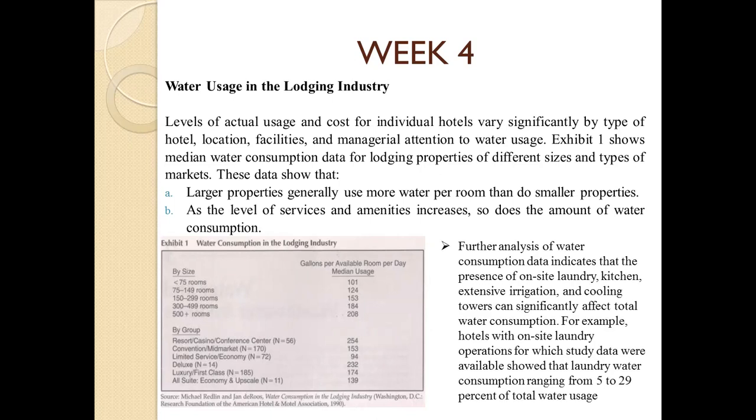Further analysis of water consumption data indicates that the presence of on-site laundry, kitchen, extensive irrigation, and cooling towers can significantly affect the total water consumption. For example, hotels with on-site laundry operations for which study data were available show laundry water consumption ranging from 5 to 29% of total water usage.